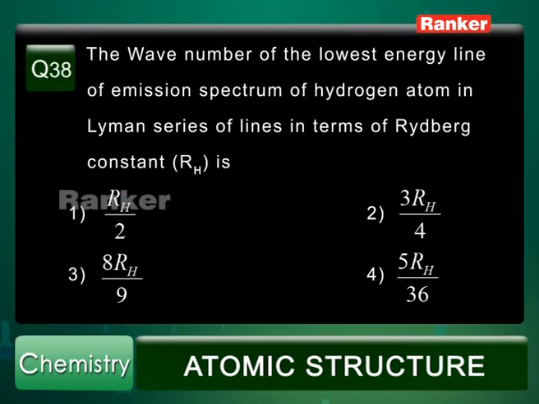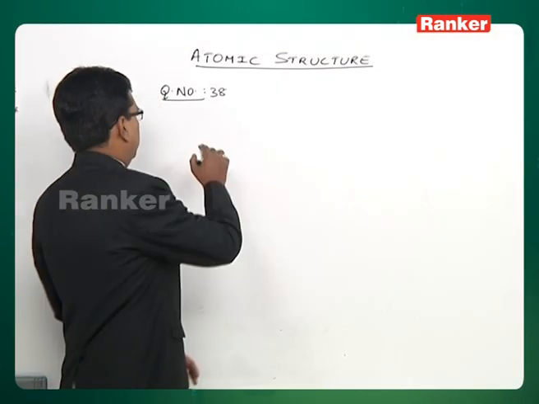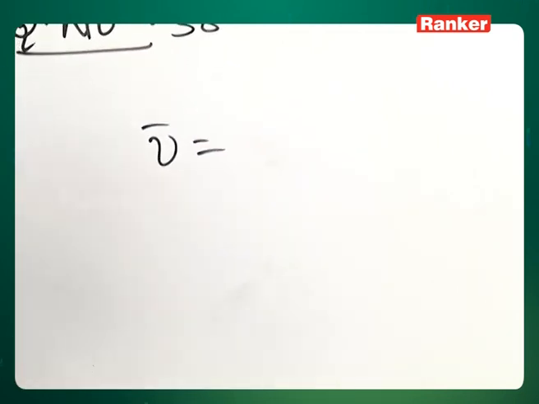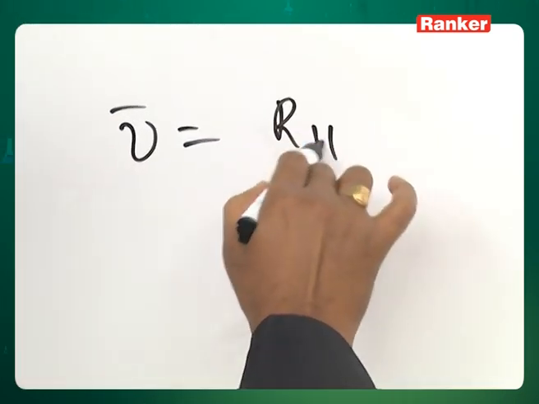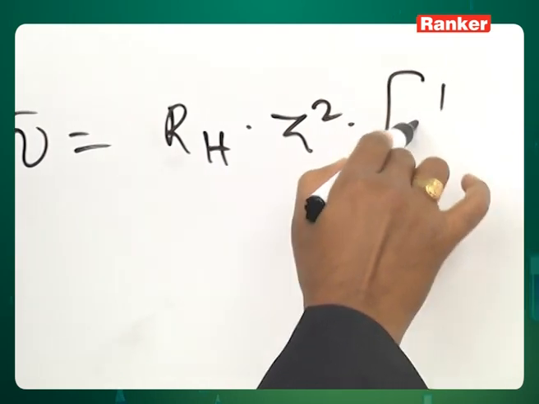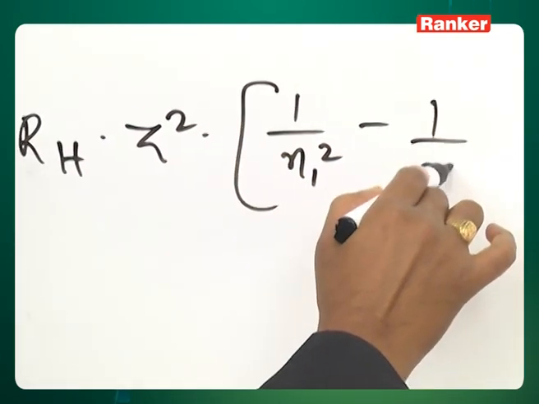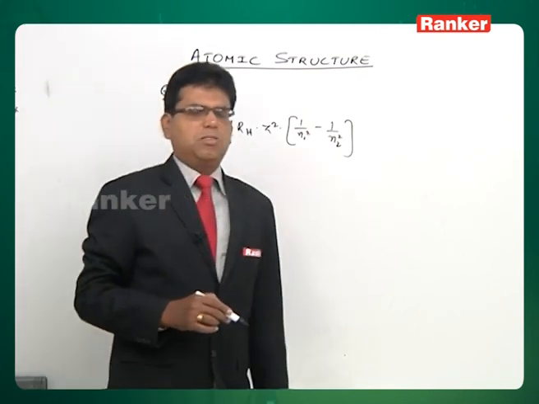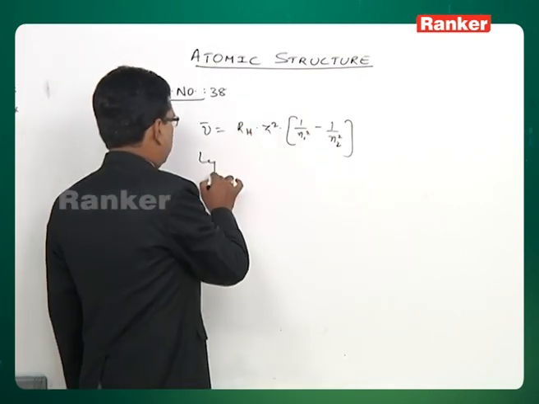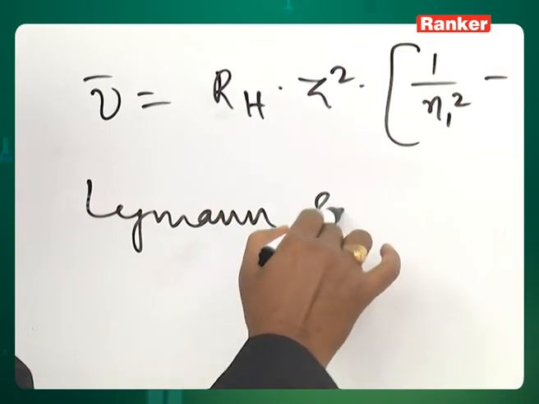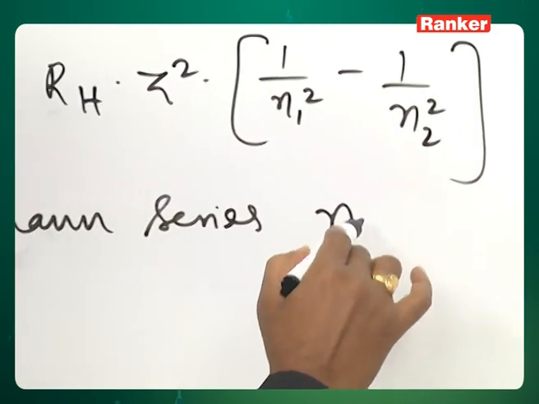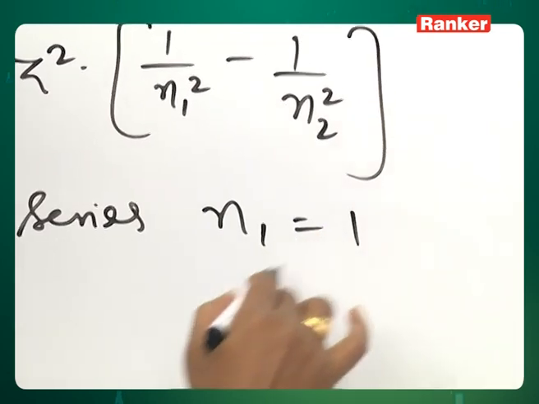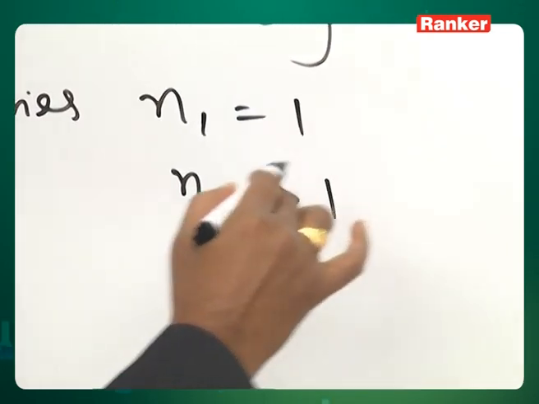The wave number of the lowest energy line of the emission spectrum of hydrogen atom in the Lyman series of lines. So again, Rydberg's equation: nu bar is equal to RH into Z square into 1 by N1 square minus 1 by N2 square. For hydrogen atom Z equals 1, and here it says Lyman series of lines. For the Lyman series, N1 is equal to 1 and N2 is greater than 1.